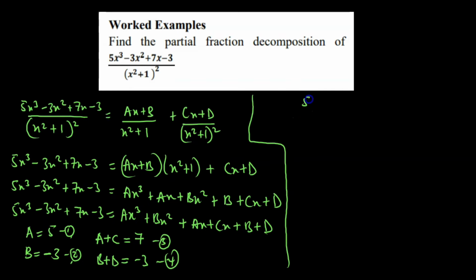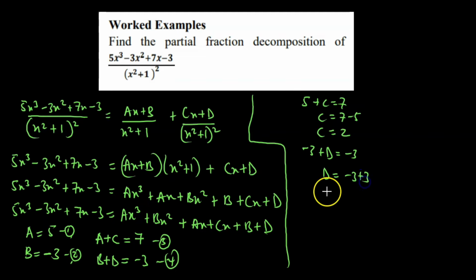So in doing so, we are going to have a value is 5, plus c equal to 7. So c will be equal to 7 minus 5, and c will be equal to 2. And again, b value is negative 3 plus d equal to negative 3. So you have d equal to negative 3 plus 3, and d is equal to 0. So our d value is actually 0.